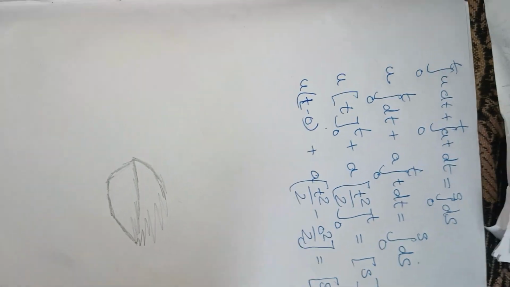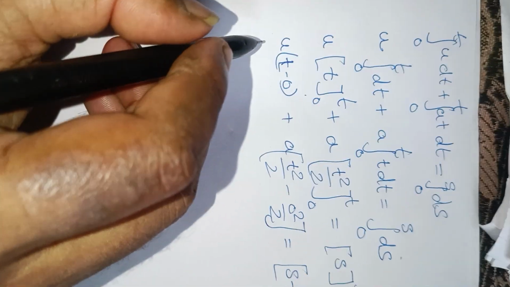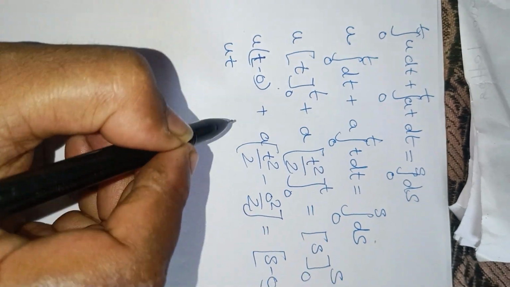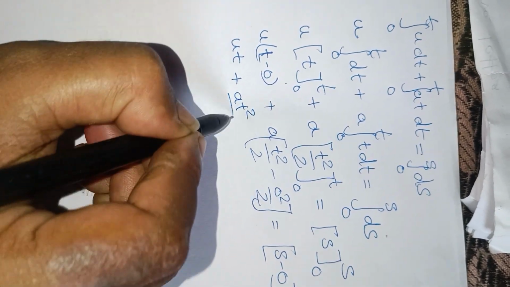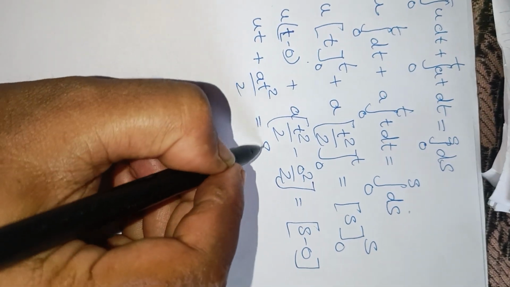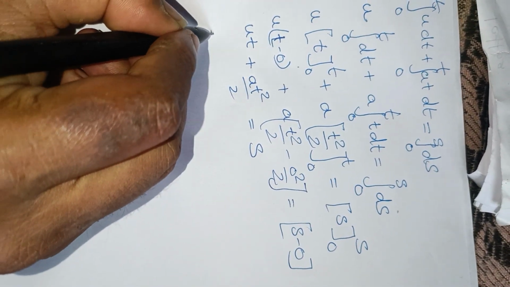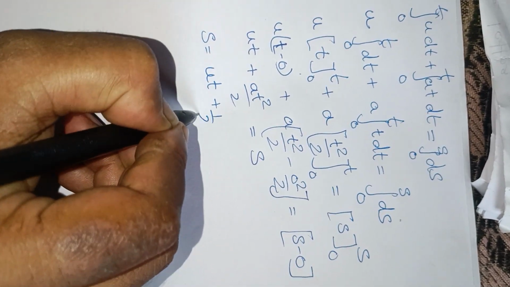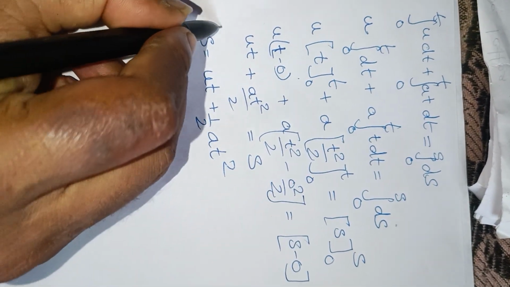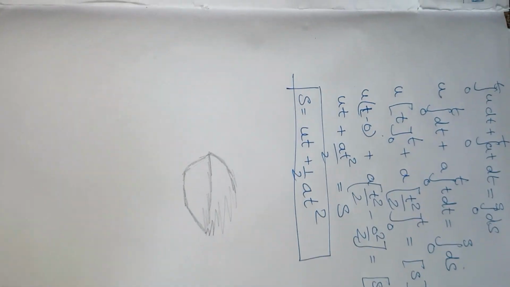So removing all the zero parts, we'll get the final derivation: ut plus at square by 2, which is equal to s. We can also rewrite the equation as s equals ut plus half times at square. That is the derivation part for the second equation of motion.